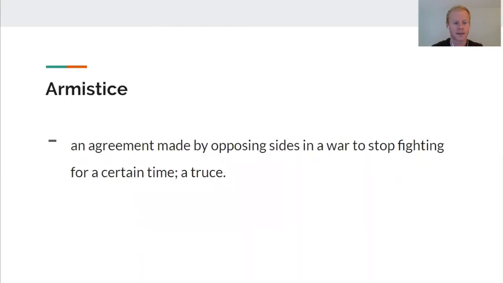First is armistice, which is an agreement made by opposing sides in a war to stop fighting for a certain time, a truce. Notice an armistice is not an end to a war, it is a temporary pause in a war.